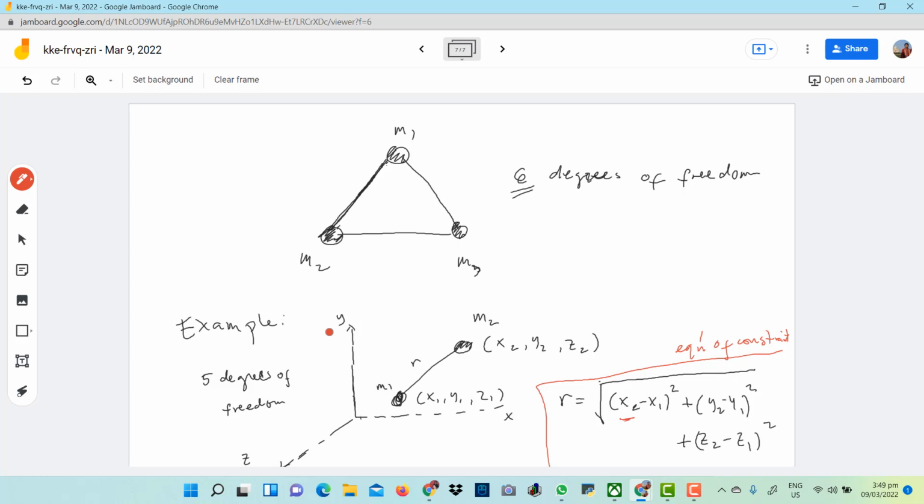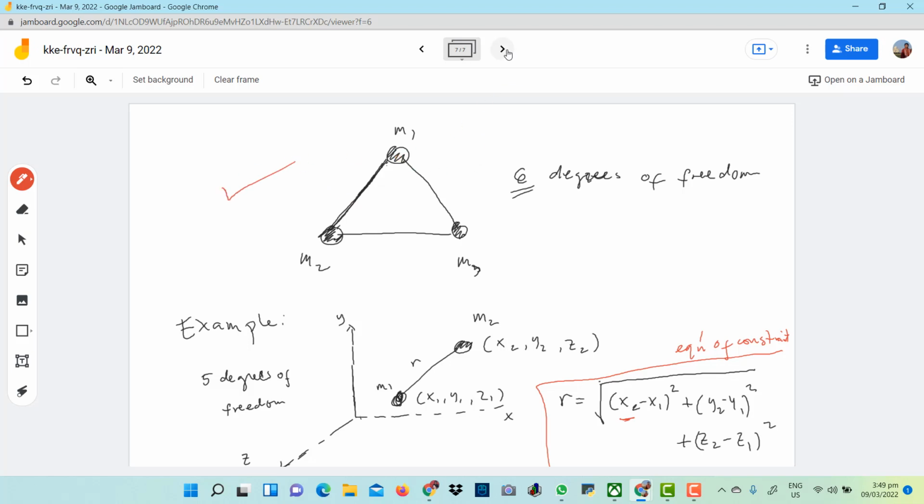So it's either x1, y1, z1, x2, y2, then z2 is your dependent variable, or y1, z1, x2, y2, z2, and your dependent variable is x1. Okay? So only 5 are your independent variables in this equation.